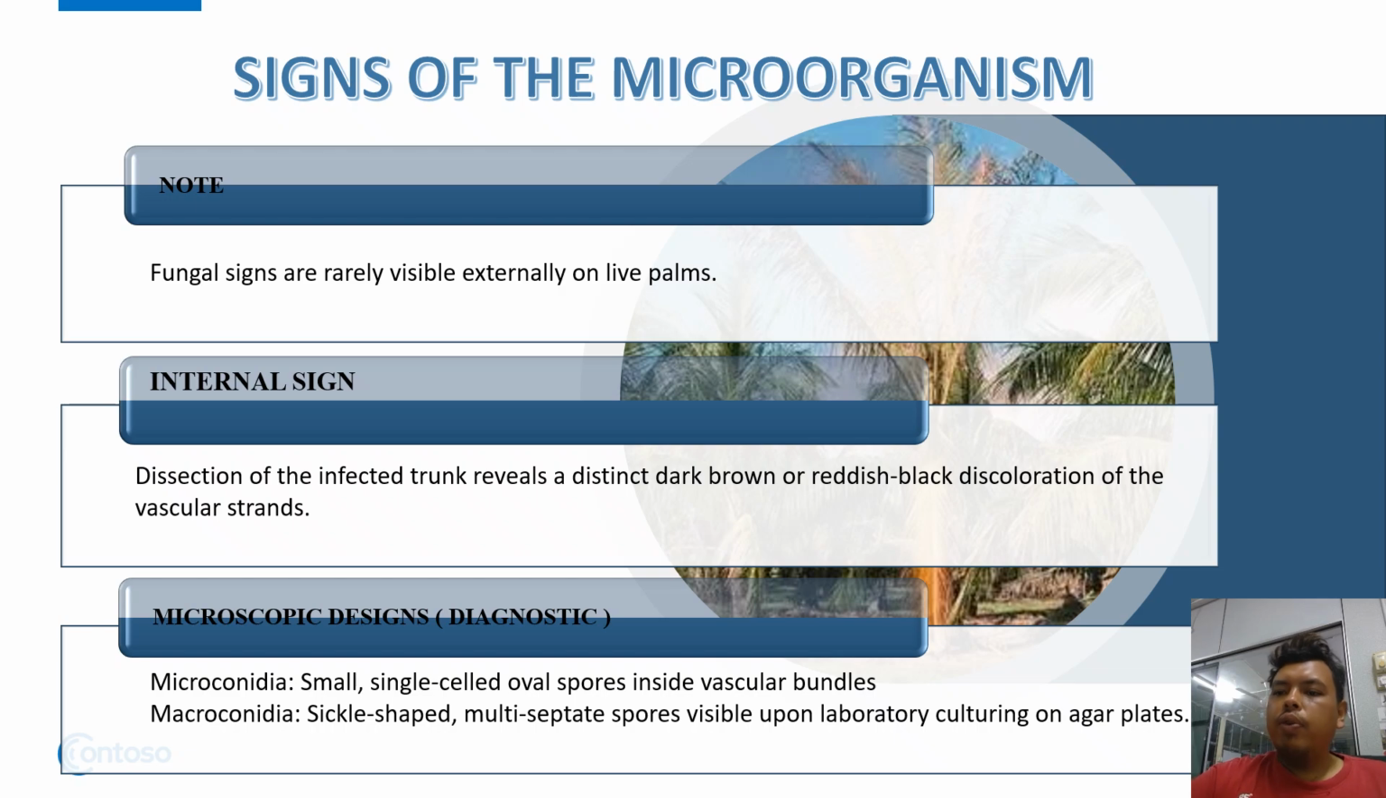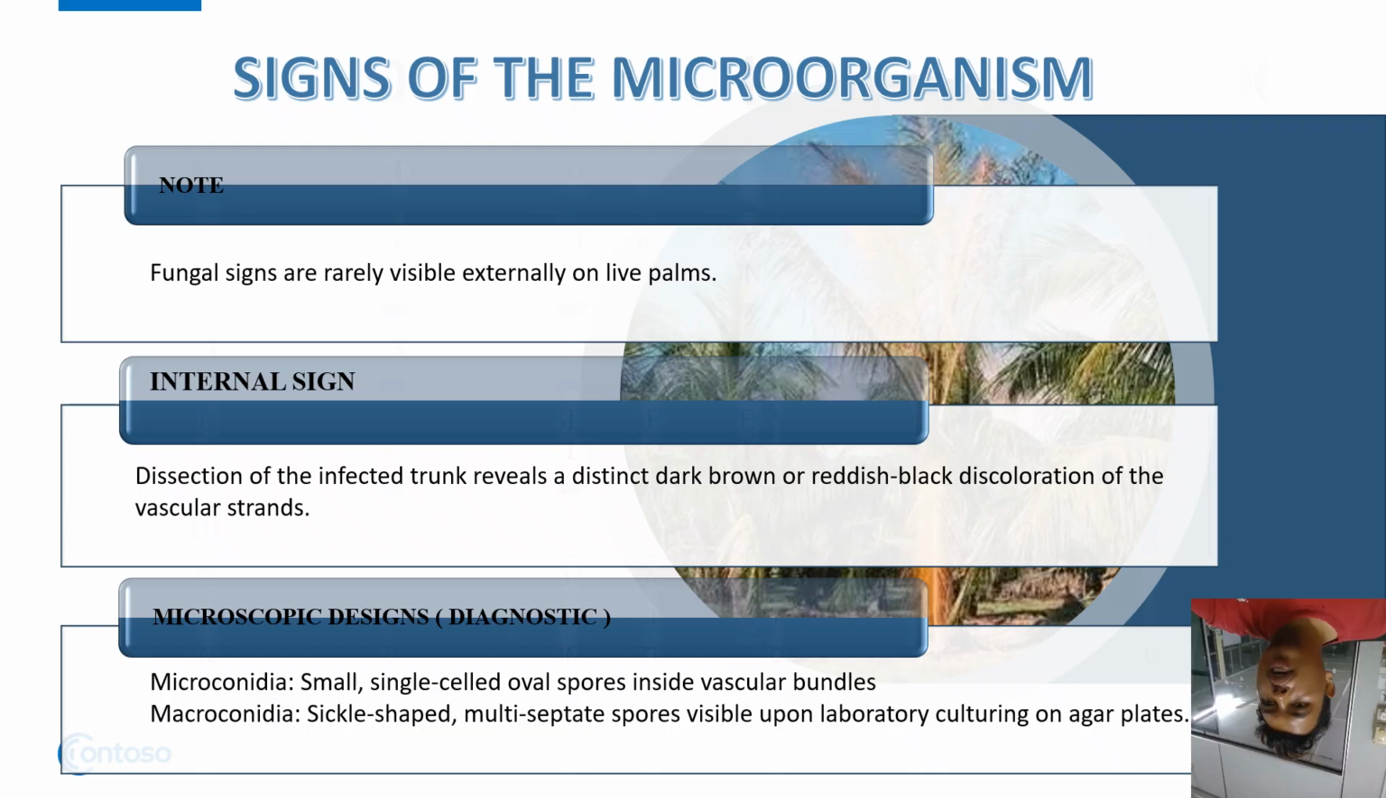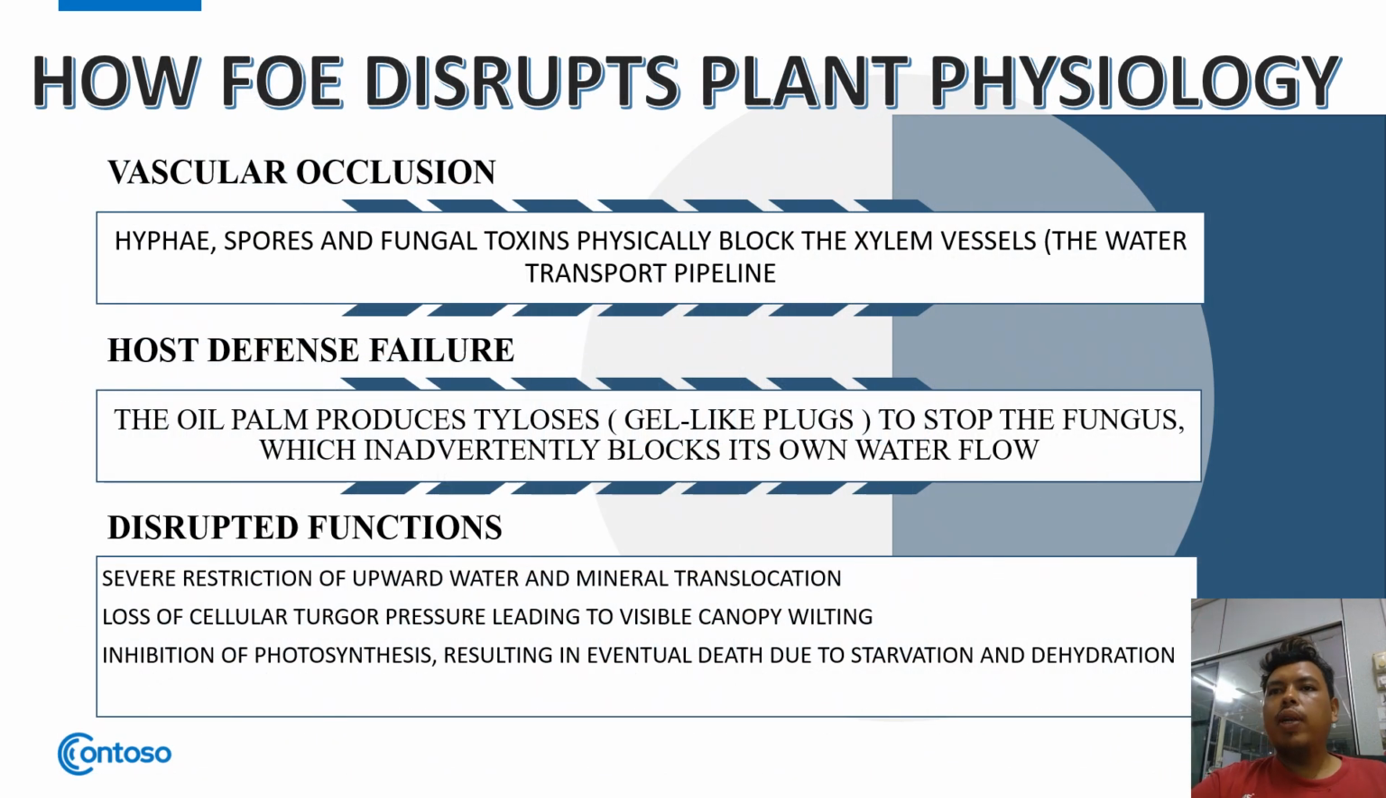On slide 5, let's examine how this disease damages the core biological functions of the palm. Because FOE travels strictly through the vascular network, its hyphae, microconidia, and fungal toxins lead directly to vascular occlusion, a massive physical blockage inside the water-transporting xylem vessels.